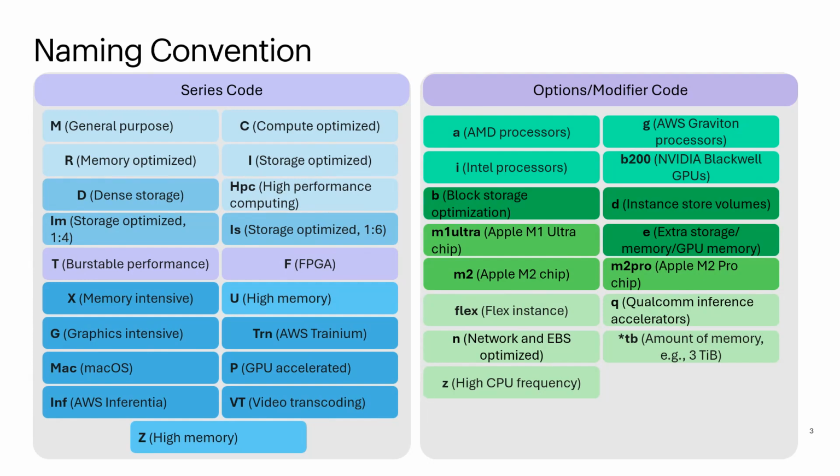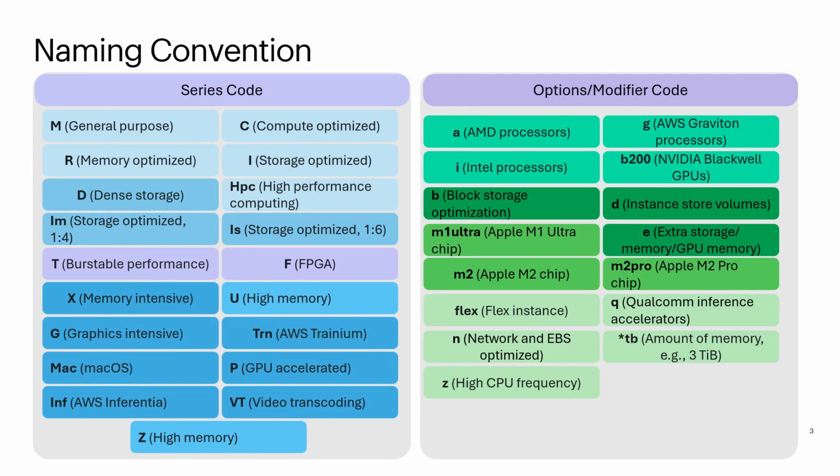Now let's look at the options or modifiers shown on the right-hand side of the slide. These letters are suffixes that give additional details about the hardware inside an instance. The letters A, G, and I indicate which processor the instance is using. A for AMD, G for AWS graphical processors, and I for Intel.